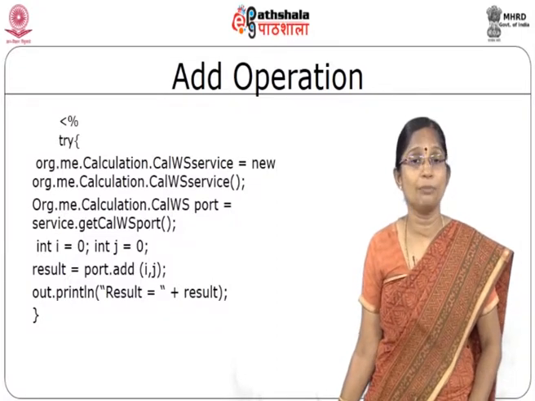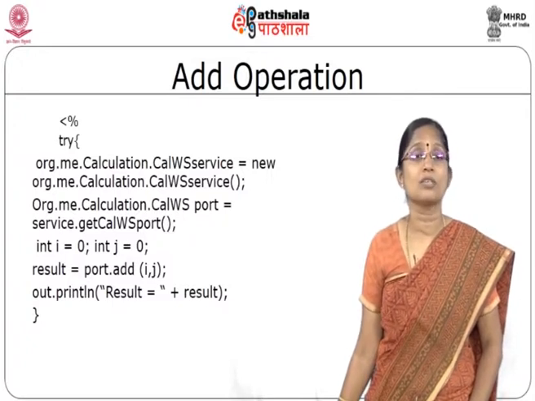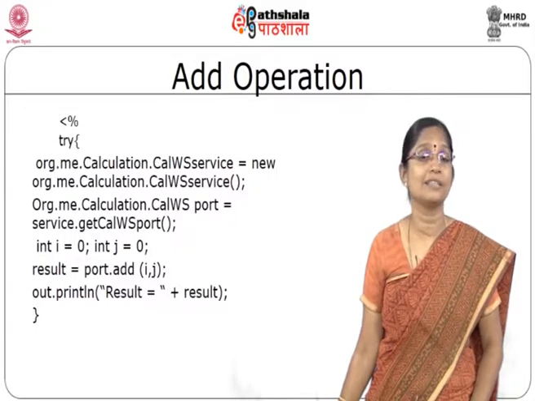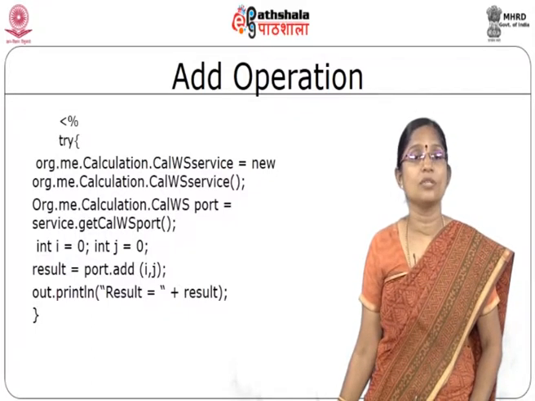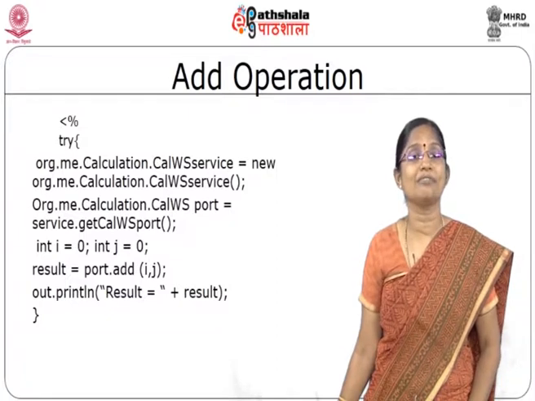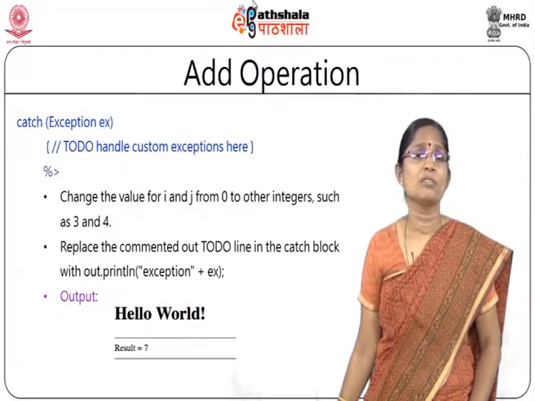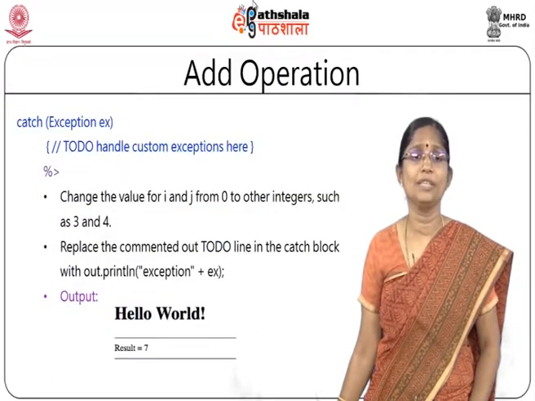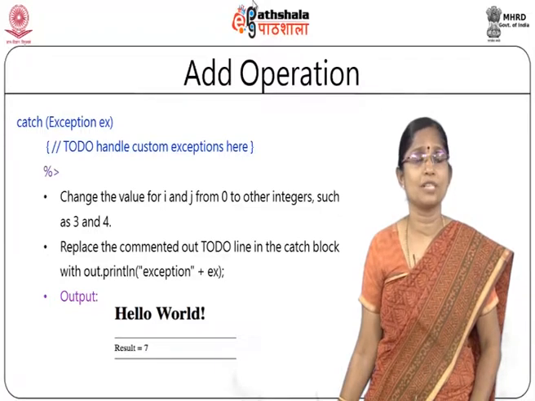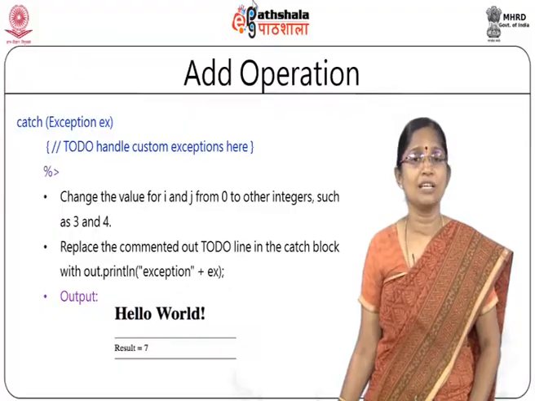A new service will be created, and a new port will be created. The same sort of code that we saw earlier in the Java client has been added here also. So int j is equal to 0, int result is equal to port.add of i, j, and the result is available. If we want exception handling, we can catch it also. If you change the values of i and j from 0 to some other values, say 3 and 4, it will give you the result as 7. So this is the consumption of the web service from a JSP client.